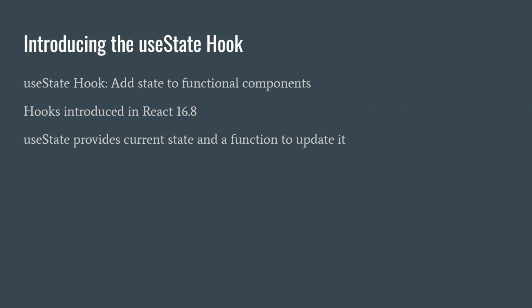So one of the hooks is called the useState hook. What it does is it lets us add React state to functional components with ease. When we declare a state variable using useState, we get two pieces of information. First is the current state, and the second is a function to update it. On the next slide, we're going to see how we can apply this to a practical example.